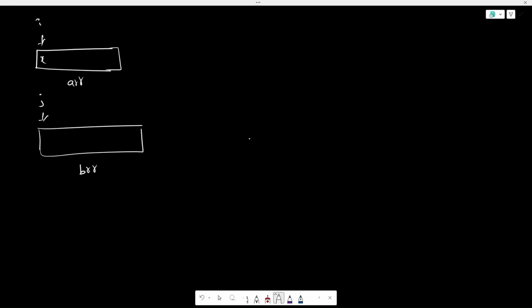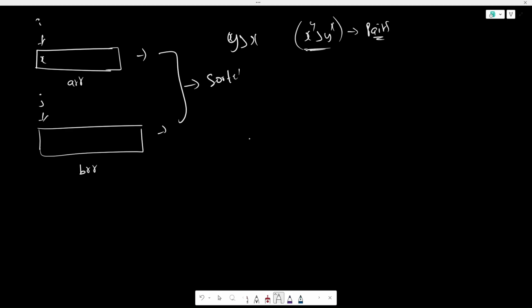Now, what is the mathematical observation which we have seen? Whenever y is greater than x, x power y is greater than y power x. So basically we want to count the pairs such that x power y is greater than y power x. Now, to solve this problem, first we will sort the arrays. So these two are sorted, sorted in the sense that it is in ascending order. So from here to here it is ascending order.